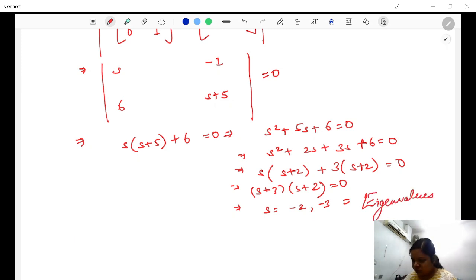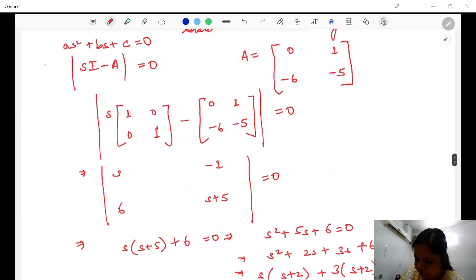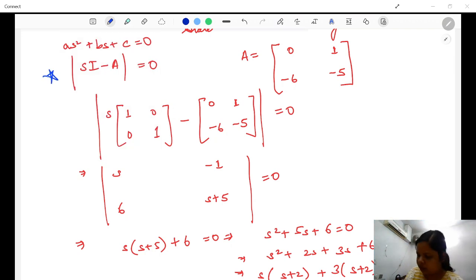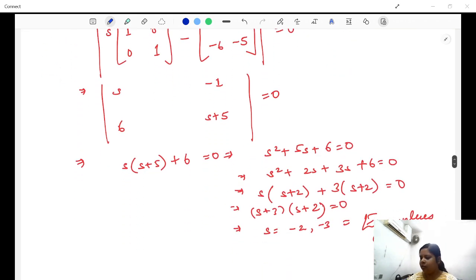Okay. So remember this thing. Remember this. The determinant of sI minus A equal to 0 would give you the eigenvalues. And I'll show you how this gave you the answer. But okay, these are your eigenvalues. Any confusion?